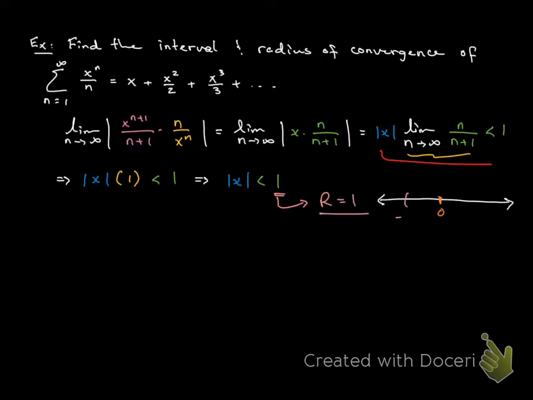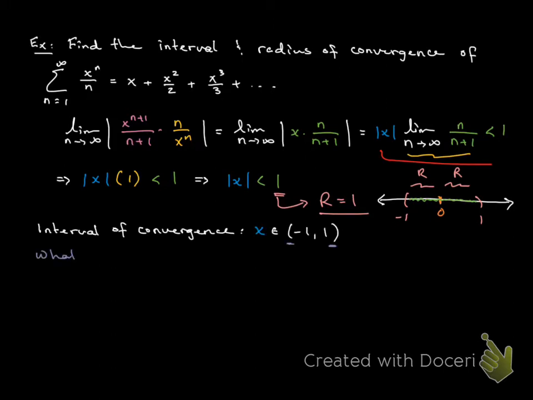So for a series centered at 0, my radius of convergence being 1, I've got an interval that looks like this. My series converges from minus 1 to 1, which means my interval of convergence is from minus 1 to 1. X is between minus 1 and 1. Of course, the radius of convergence is 1, but what's going on? What about these endpoints? I didn't make much mention of it before. What about minus 1 and 1?